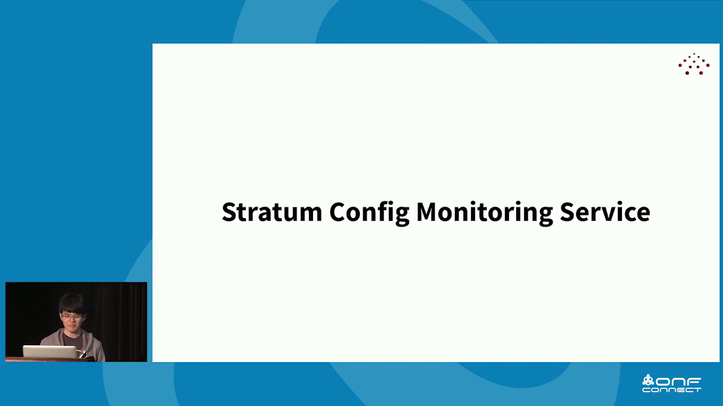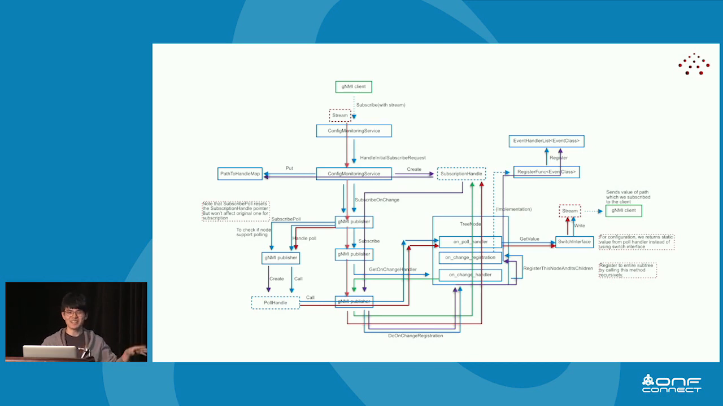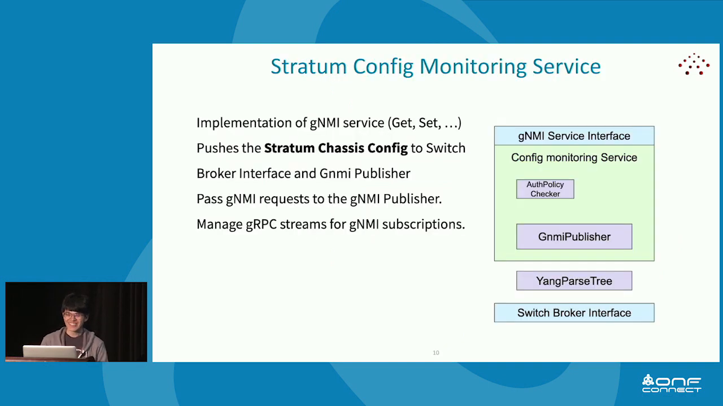This is the overall diagram here, but I will not go through this slide. If you are interested, you can just come and ask me. I'll break it into several parts to explain everything inside. First, we have the gNMI service. We have the config monitoring service, which implements the gNMI service interface. If you remember, the gNMI service definition defines four RPCs: capabilities, get, set, and subscribe.